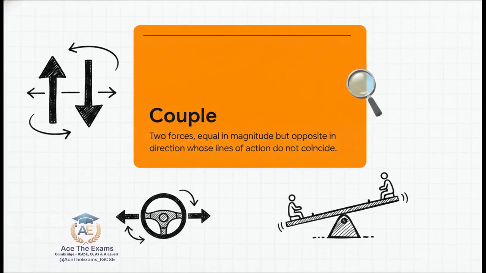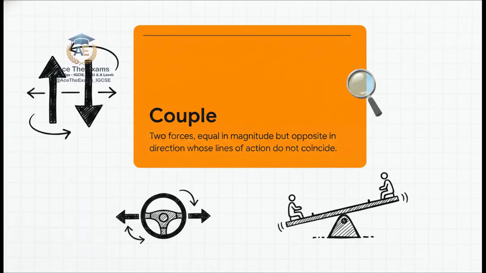Okay, let's look at this definition. In physics, this specific pairing of forces has a distinct name: a couple. If you get a define a couple question, this slide is your Bible. You need 3 distinct elements for full marks. 1. 2 forces equal in magnitude. 2. Opposite in direction. 3. Their lines of action do not coincide.